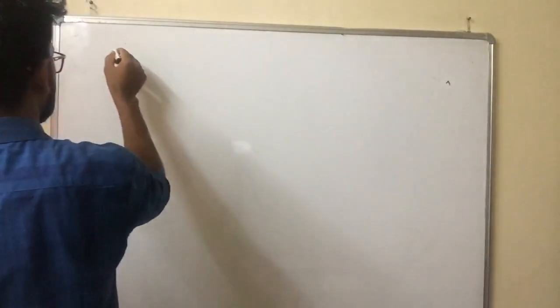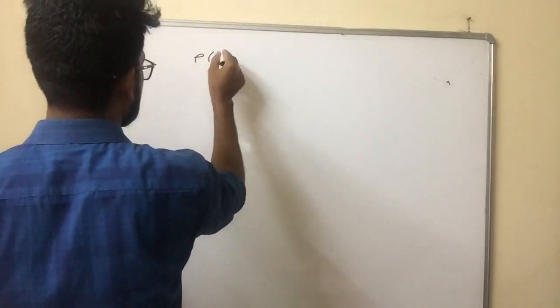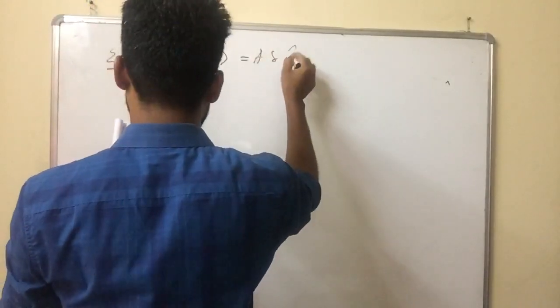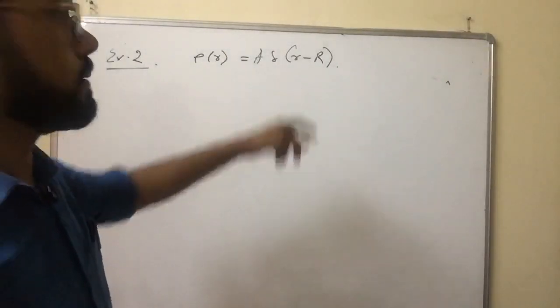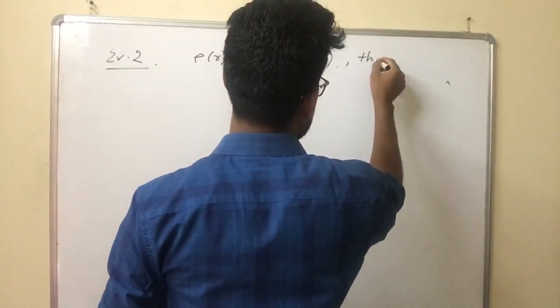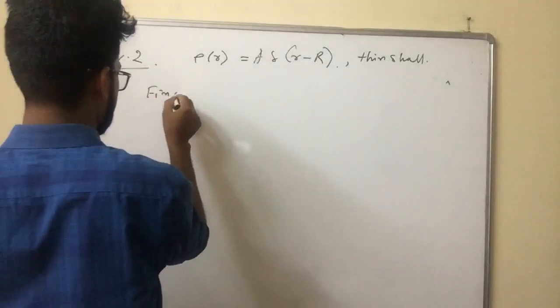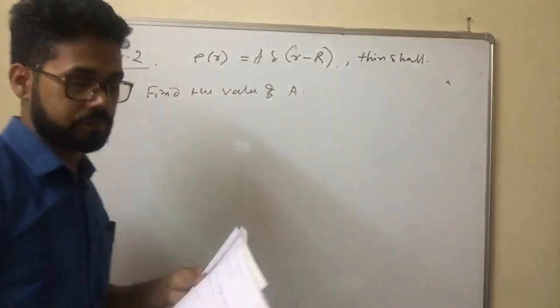And another example I am showing you. This question also comes on charge density. Question number 2. Rho of r is equal to a delta of r minus R, where a is a constant, of a thin shell. This question comes in the exam. Find the value of a. How can you find it out?